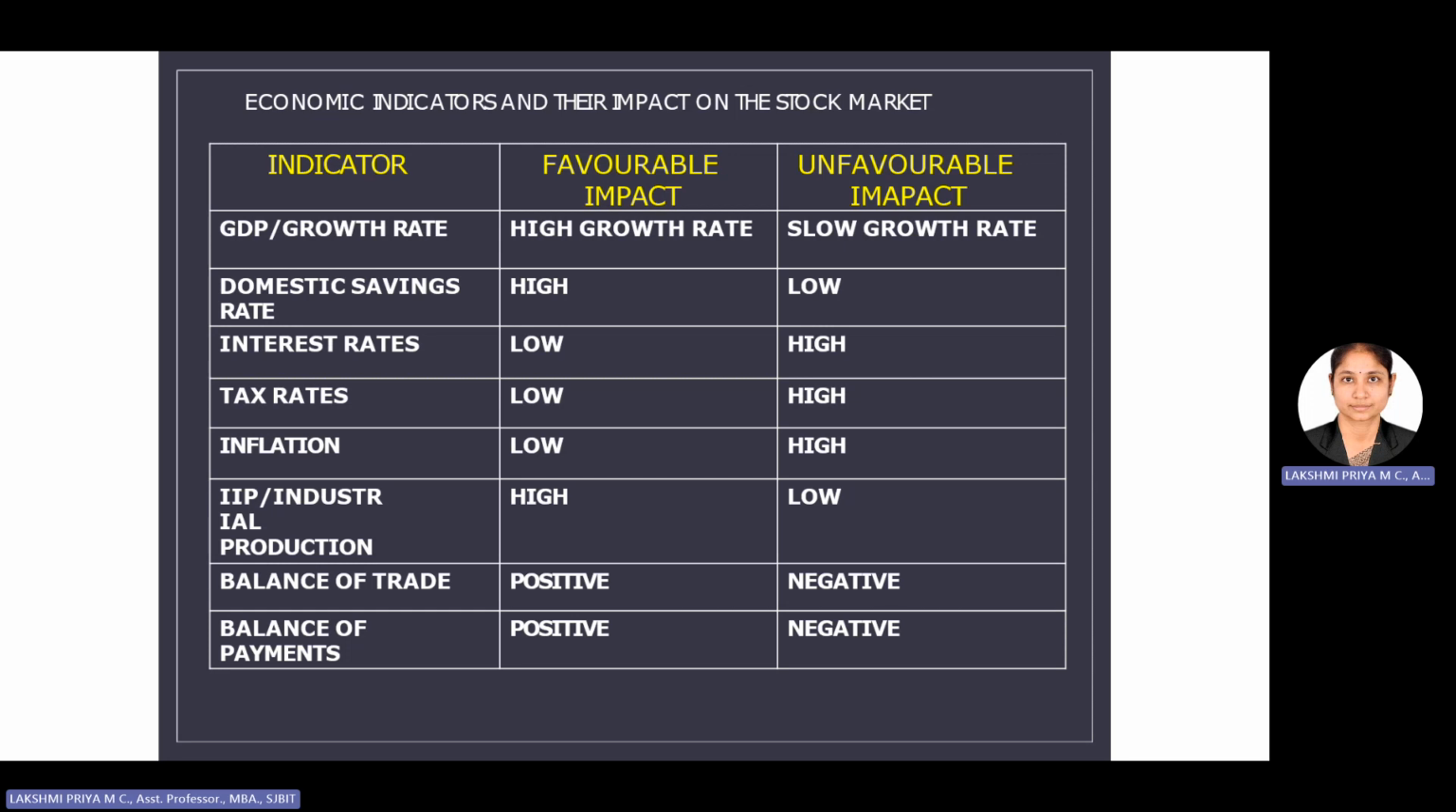Students, what is gross domestic product? Gross domestic product is the sum total of the monetary value of the goods and services produced in the economy during a specific period. So, how does this affect the stock prices or the stock market? If there is growth in the GDP rate, it is advantageous to the stock market. If there is a decline in GDP, it indicates a potential economic slowdown.